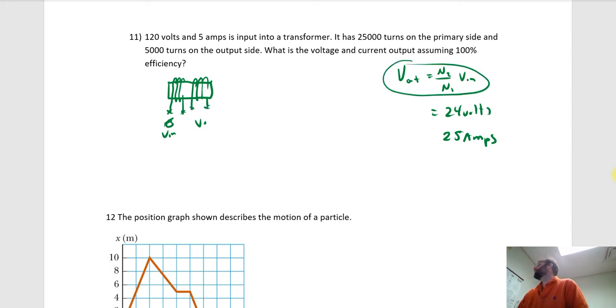Here's a relationship for the voltage. 24 volts is what I got. Then the power on the input side is current in times voltage in, and power on the output side is current out times voltage out. If we assume 100% efficiency, these would be equal. And that's how I got the 25 amps.